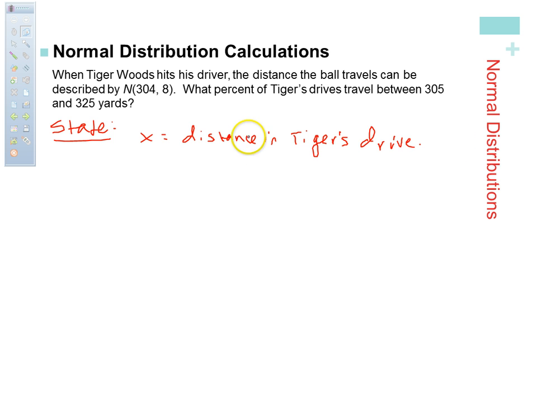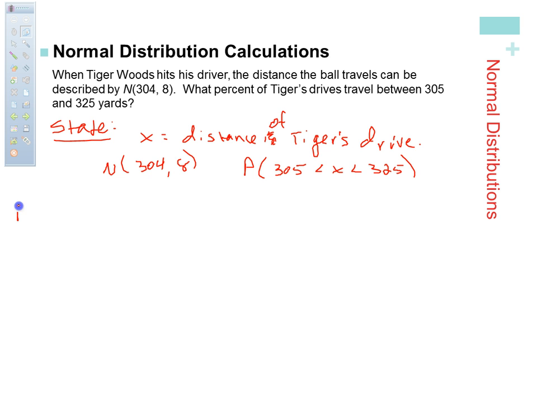Distance, maybe of would be a better word, but of Tiger's drives. And here's what we know. We know that his drives are normally distributed with a mean of 304 yards and a standard deviation of 8. So what we're trying to find out is the percent of Tiger's drives that are between 305 yards and 325.